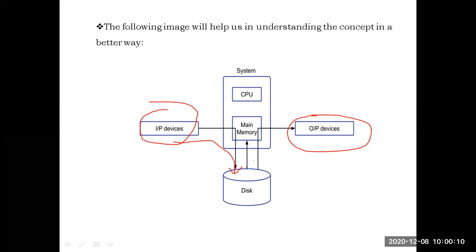IO devices are continuously placing the input data in the disk. The CPU is continuously taking input and producing output and placing the output in the disk, and output devices are continuously receiving the data from the disk. All these three are running parallel. That's why it is called simultaneous peripheral operations online. This concept is called simultaneous peripheral operations online.